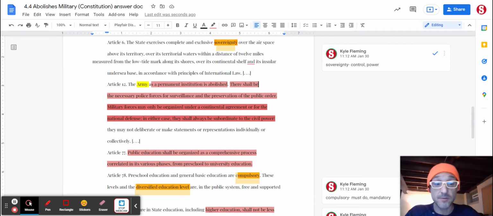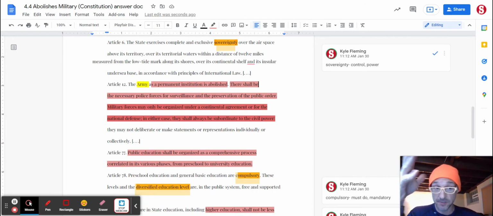And that means there's no standing army, right? You can't have a military force, like we have a standing army, with people and bases all around the world. "There shall be the necessary police forces for surveillance and the preservation of the public order." Okay, that sounds fair enough. That sounds like a police force, maybe slightly more.